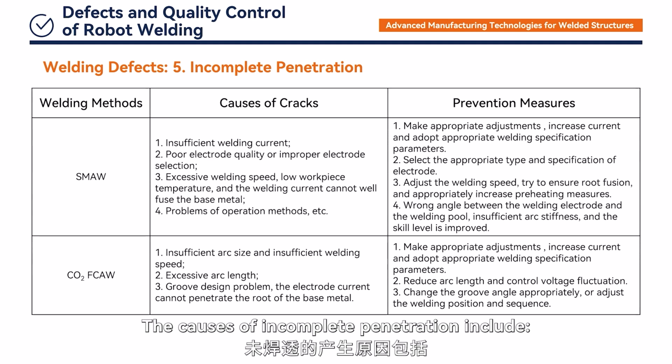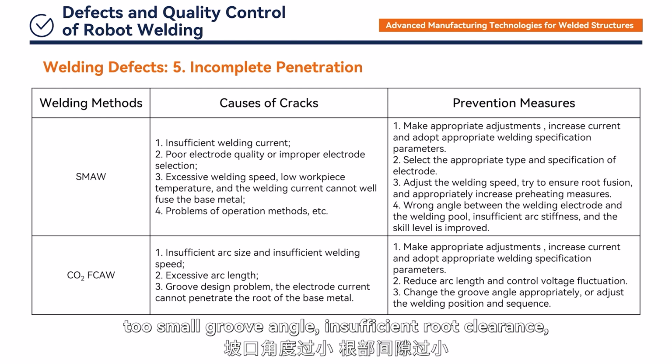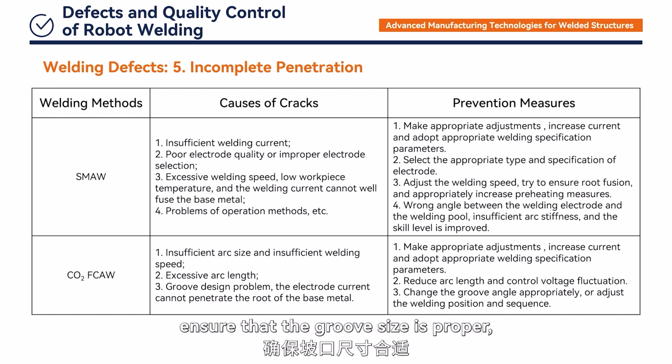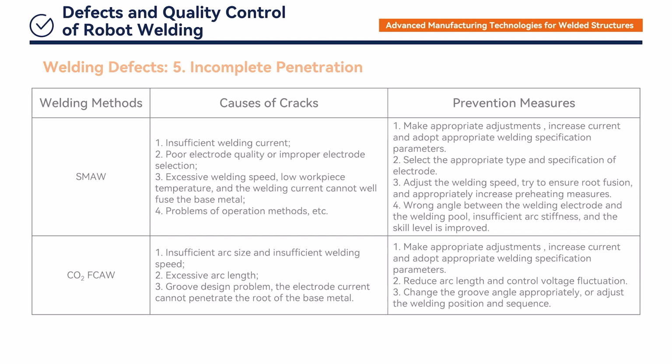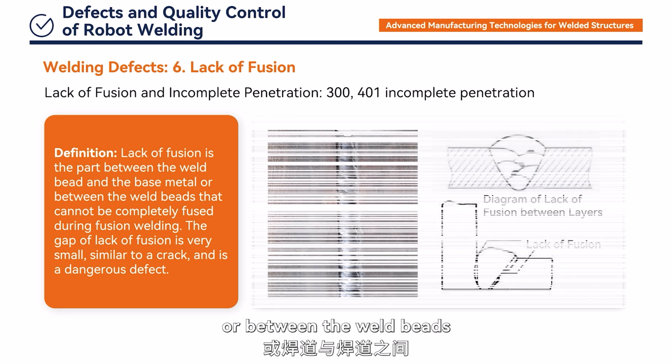The causes of incomplete penetration include insufficient welding current, excessive welding speed, too small groove angle, insufficient root clearance, excessive blunt edge, etc. Solutions include adjust welding parameters, ensure that the groove size is proper, and clean the groove surface, etc.